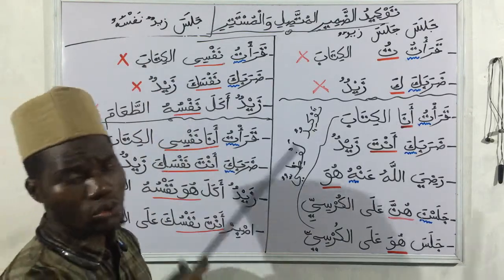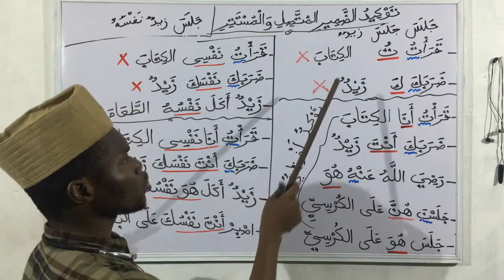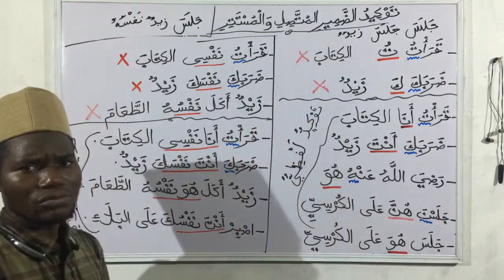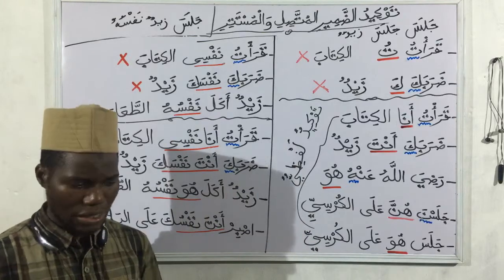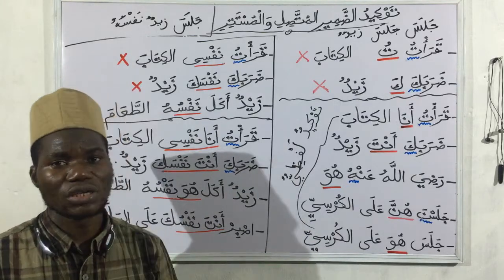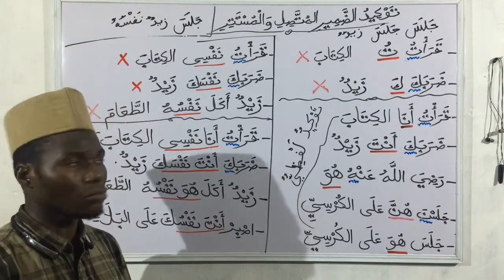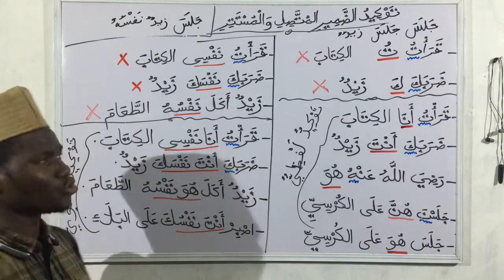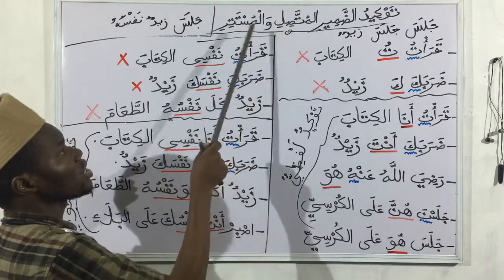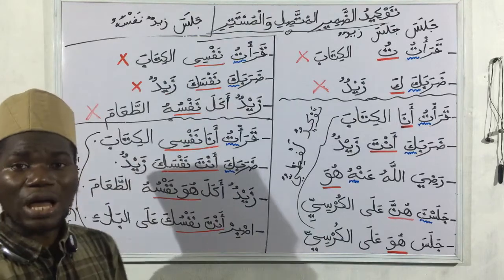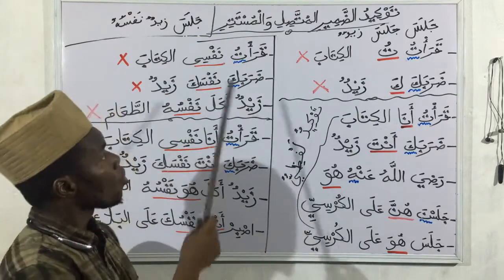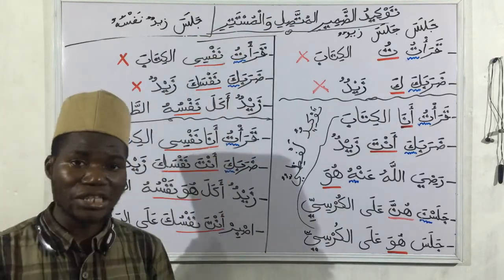Now I want to do tawkid of damir. The tawkid that we did before was of the obvious, either an ism or a fi'l, but now I want to do tawkid of damir. So how is it done? Or tawkid of damir al-muttasil wal-mustatir, meaning tawkid of attached pronoun or idiom pronoun.